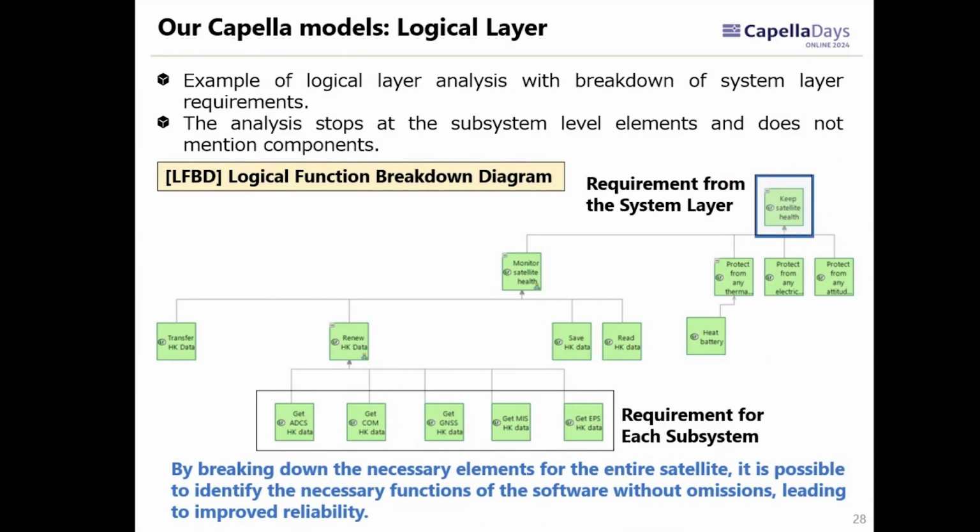And in the logical layer, we will break down those requirements into subsystem levels. So keeping satellite health is achieved by monitoring satellite health every second. And it also requires new housekeeping data. Housekeeping data means satellite status data, for example, satellite temperature or current data or the like. And it can also be divided into attitude data, communication data, or mission data.